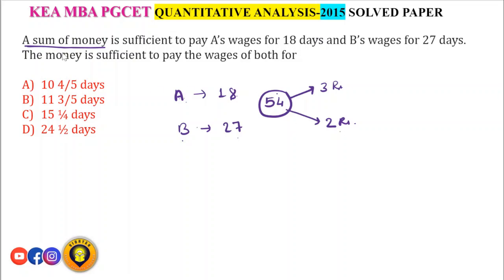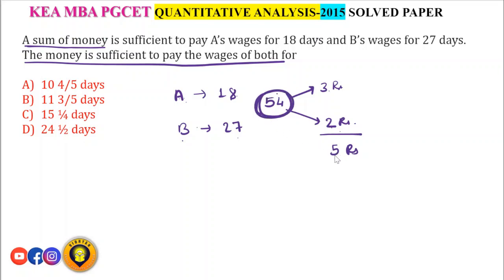Got it? Now, the money is sufficient to pay the wages of both for how many days? That means, if both of them work together, this total amount will be paid for them in how many days? If both work together, the total amount to be given to them per day will be 3 rupees plus 2 rupees, 5 rupees, according to their efficiency. So 5 rupees is gone, which means that much amount of work is completed. Now 54 rupees is the total money.